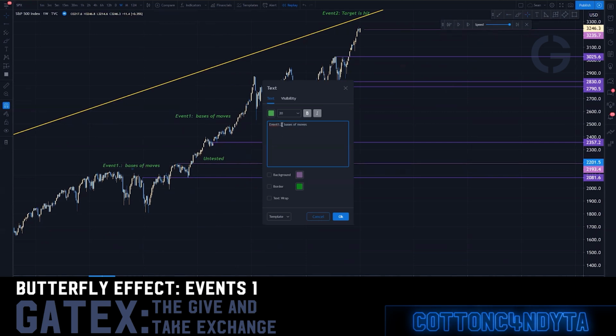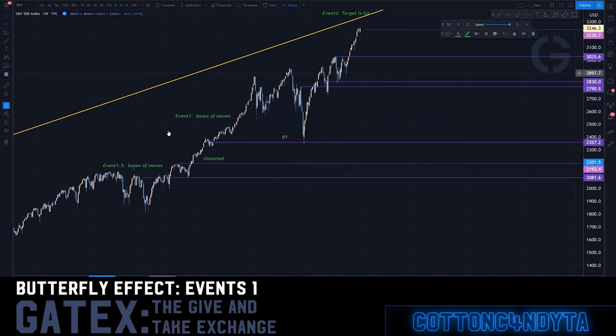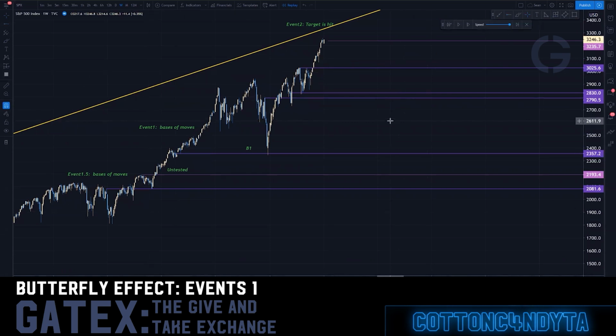which could be events kind of 1.5. We're going to call it 1.5, just because it's not quite event 2, but it's event 1.5. This could presumably be the target in the future, because when you start creating these bases of the move for S&P, once that breaks, it's going to kind of fall through this and fall through this, which would just bring you right to this moment here, right? So anyways, we're going to let this thing play out.